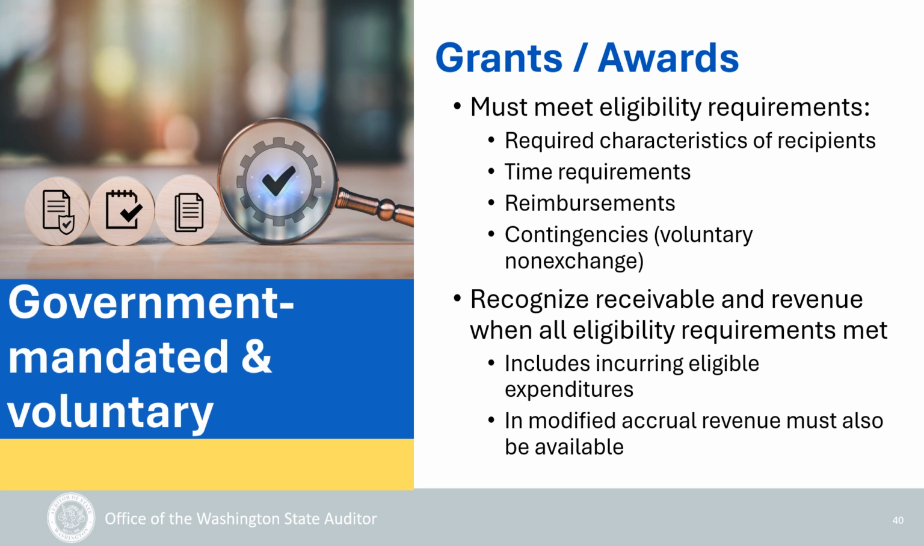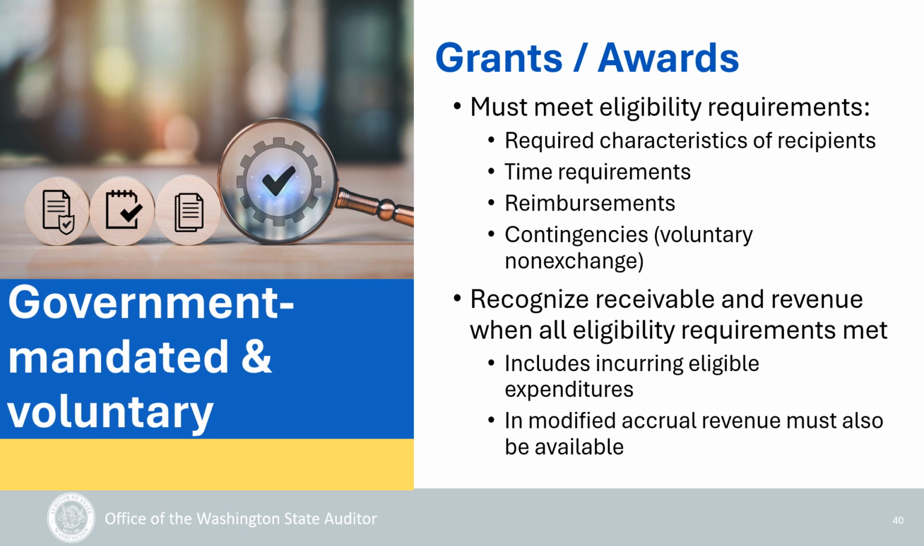There are also time requirements. Time requirements refer to when the recipient is allowed to use the award or grant. A government cannot recognize revenue if the period when they're allowed to use the grant money has not started. Reimbursements refer to when a government has a reimbursement basis grant. That's where they incur eligible expenditures and then get reimbursed by the grantor. Governments must have incurred eligible expenditures to recognize the related revenue.